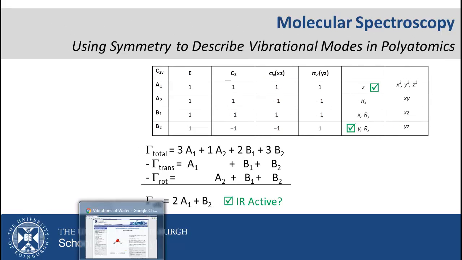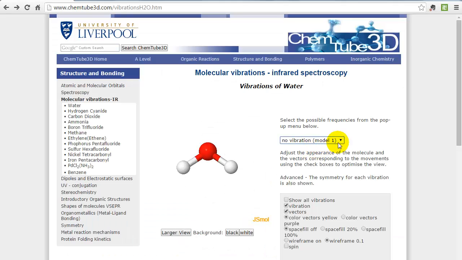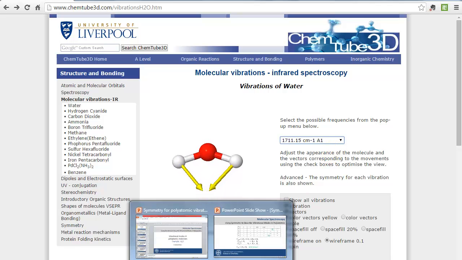What are these modes? Well, we know from symmetry that the B2 is antisymmetric with respect to the principal rotation axis, and from the spectrum we would see that it occurs at 3756 wave numbers. The first A1 is a symmetric stretch at 3657, and the second is a bend which is also symmetric, and this appears at 1595 in the spectrum.